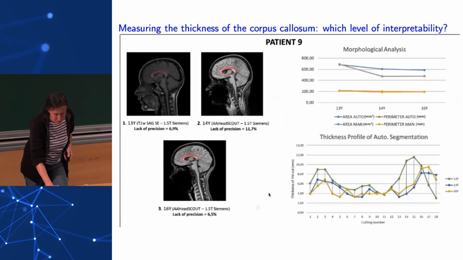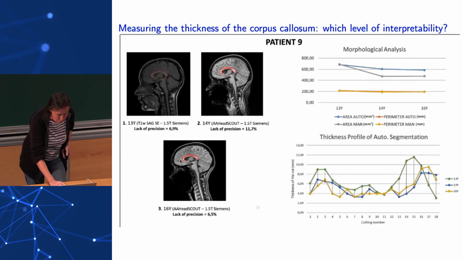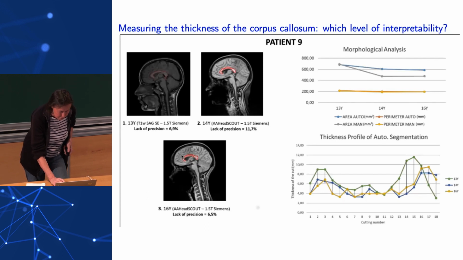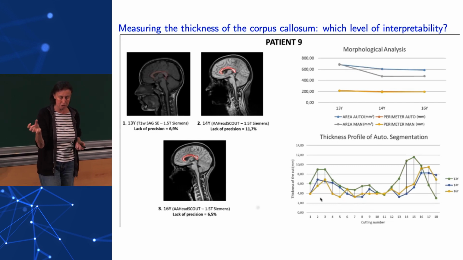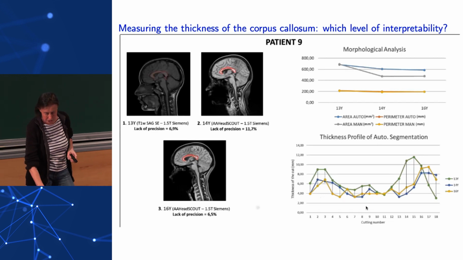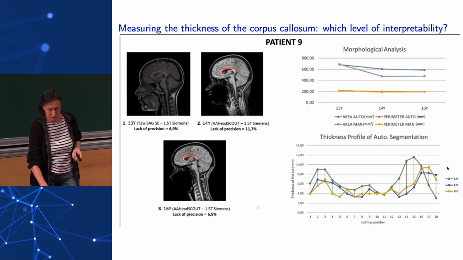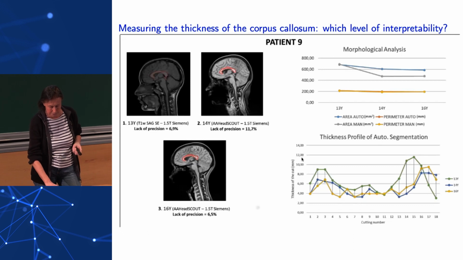And from that, we can derive these curves, which show that at different positions along the corpus callosum, we look at different segments along the structure, and we compute the thickness of the corpus callosum at all these locations, and compare from date to date how this thickness evolves. And then we can see that in that region of the corpus callosum, which is somewhere here, there is a big change in thickness.